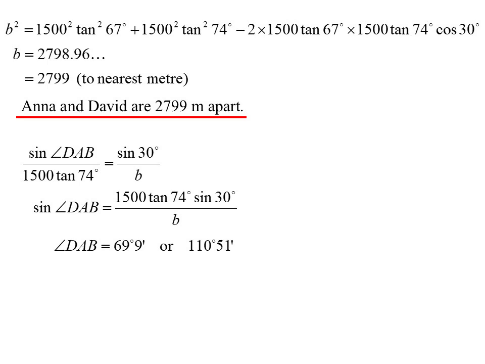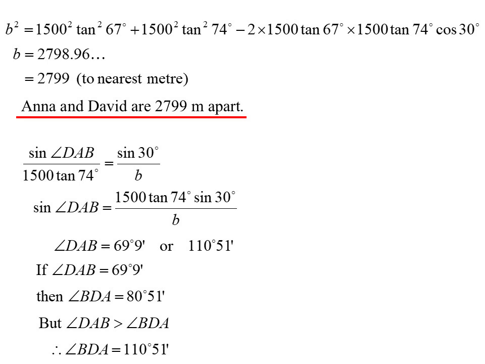Plug it in. But is it acute or is it obtuse? It might be one or the other. What would make sense? Well, let's assume it's the acute one. Now, if that's true, then BDA would work out to be 80 degrees 51. But hang on, when I look at the length of the sides, the DAB has to be bigger than angle BDA. So it can't be that one. Therefore, it must be the obtuse angle.